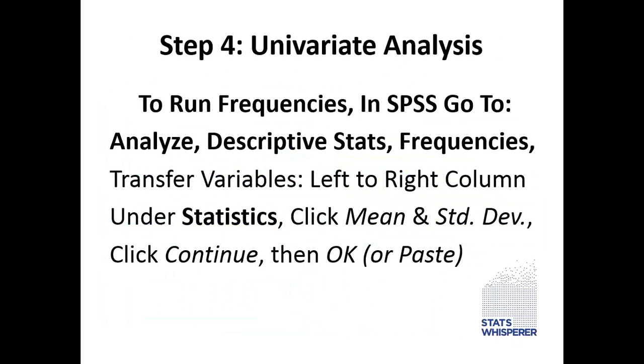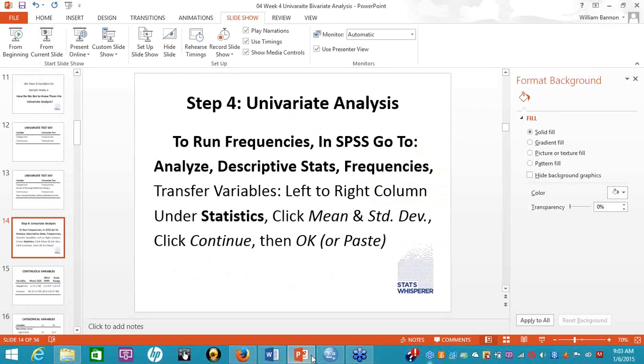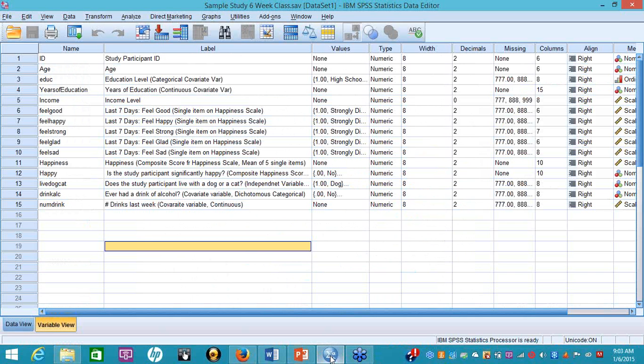So to do this in SPSS, here's our path, right? So to run frequencies, just go to Analyze, Descriptive Statistics, and Frequencies. You transfer the variable you want to analyze from the left to the right-hand column, and under statistics, we'll click mean, standard deviation, continue, and then OK or paste. And this is actually pretty simple, so we could go ahead and do that ourselves.